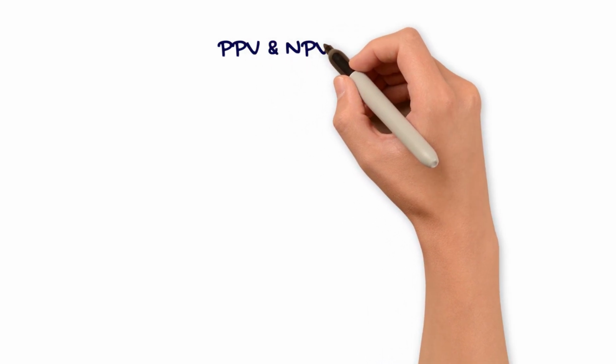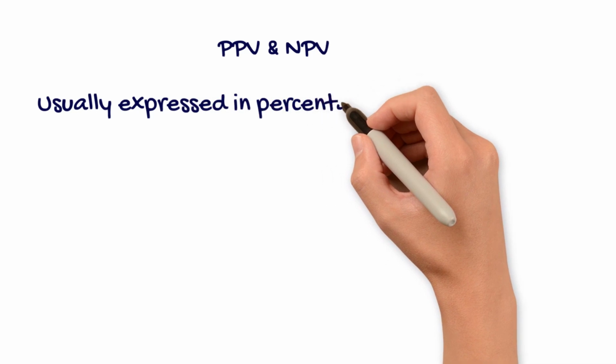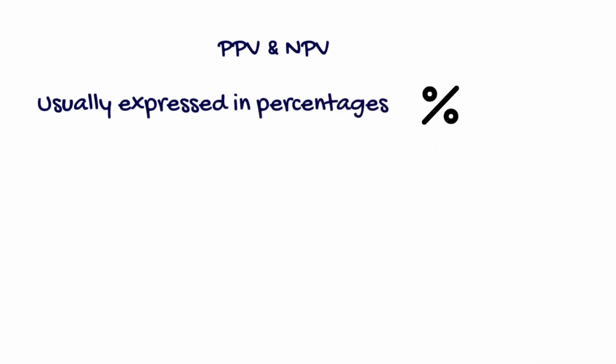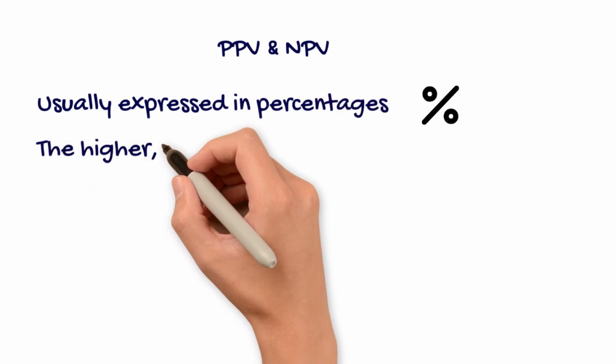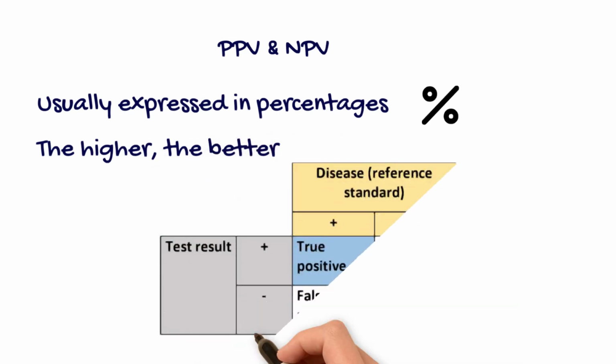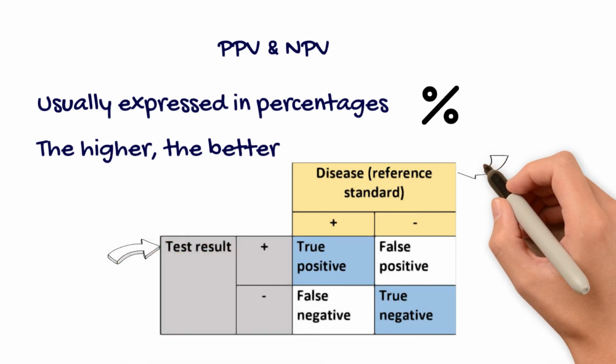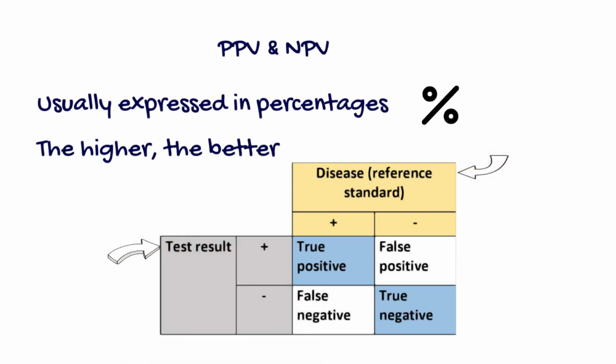Positive predictive value and negative predictive value are usually expressed in percentages. The higher, the better, same as sensitivity and specificity. They are computed by comparing a new test to a reference standard, which is the best available test to find the condition and therefore assumed to give us a true result.